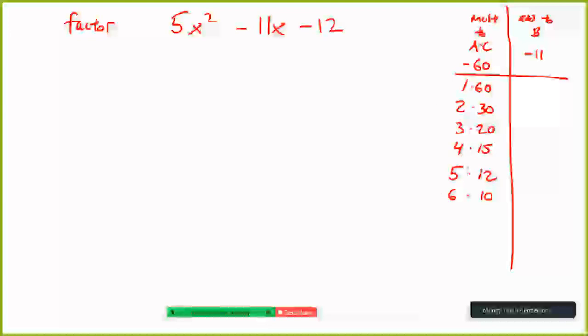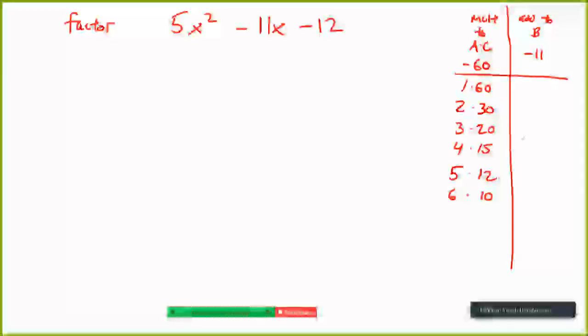Now look through the list and see which set of numbers has a difference of 11, because we want it to add up to negative 11. So the difference of 1 and 60, that's huge. That's 59, so that's too big. 2 and 30, it's too big. 3 and 20 is 17. 4 and 15 is probably our winner because 15 minus 4 is 11.